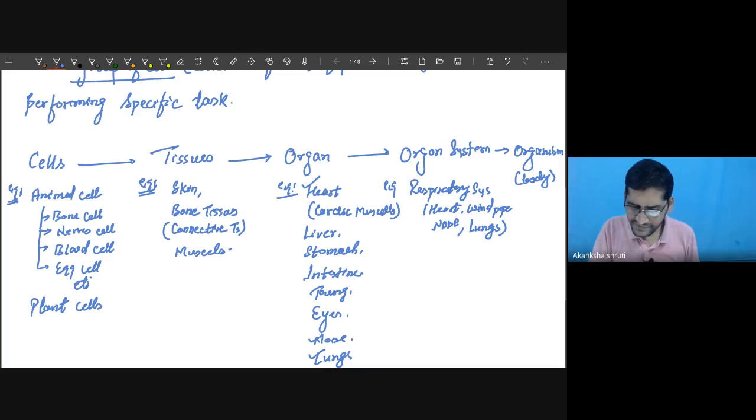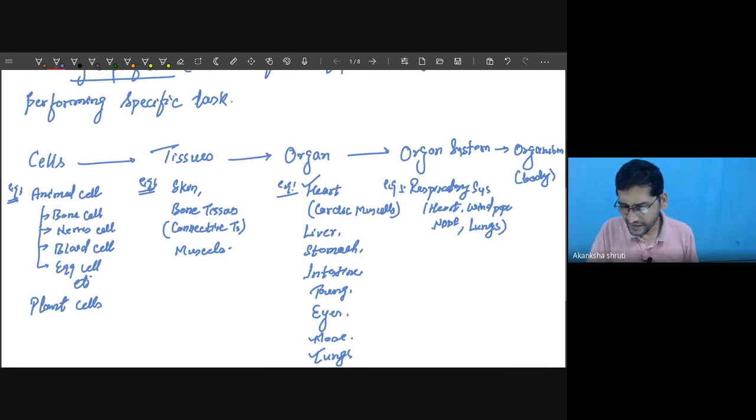The other one is like our digestive system.